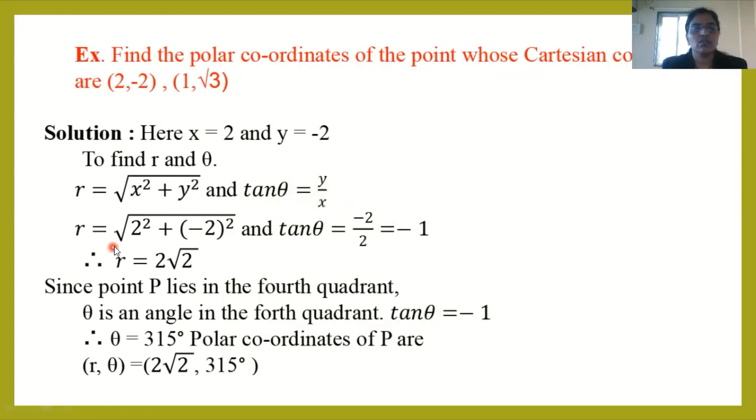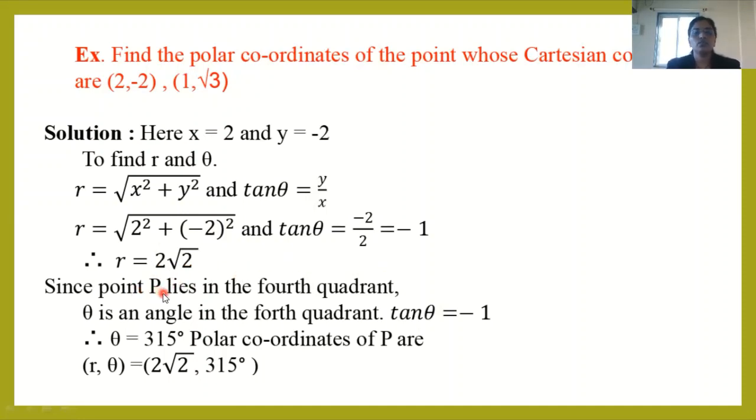म्हणजेच r is equal to x ची व्हॅल्यू 2 आहे, y ची व्हॅल्यू -2 आहे. 2 square plus -2 square and tan theta is -2 upon 2, that is -1. म्हणजे r ची व्हॅल्यू आली 2 square is 4, minus 2 square is 4, 4 plus 4, 8. And 8 can be written as 4 into 2, that is 2 square root 2. And tan theta is -1.